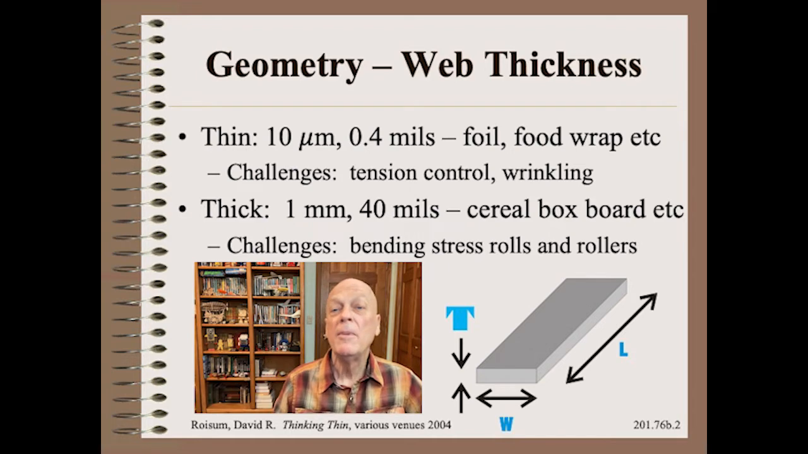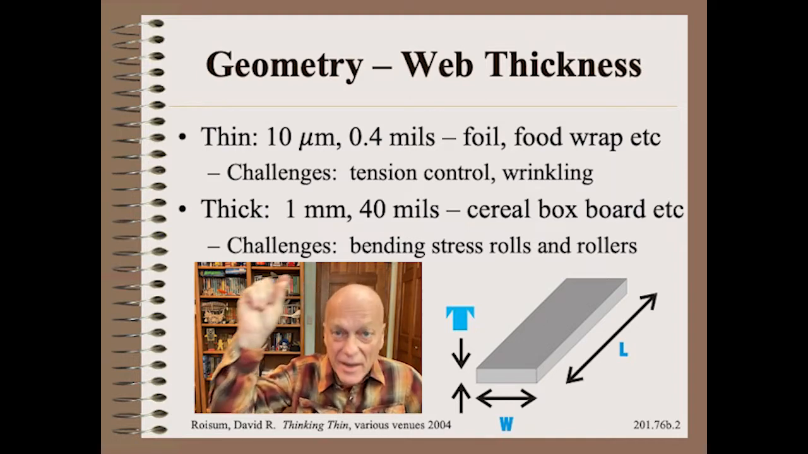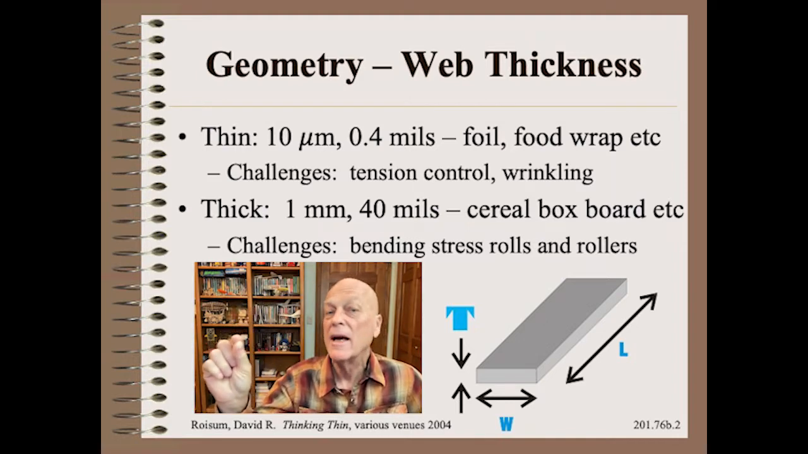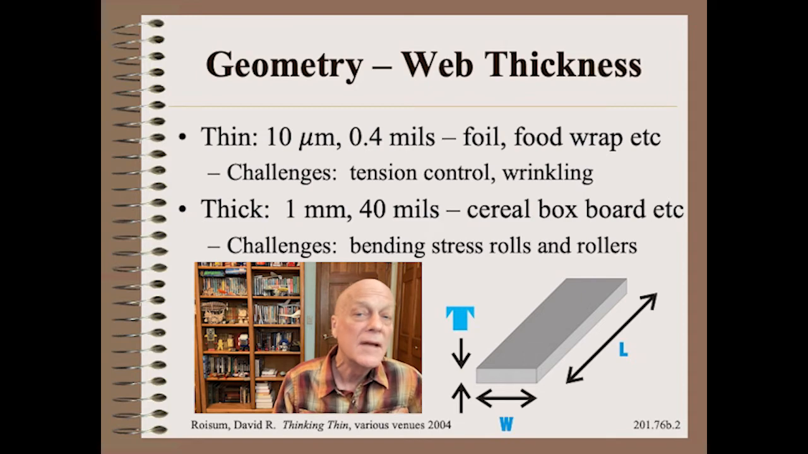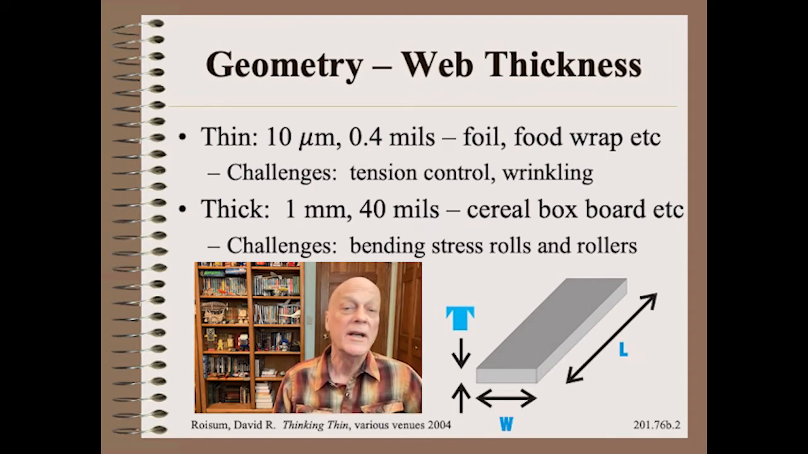Web thickness may be the most familiar property in the web manufacturing and web winding world. An example of a thin material is the food wrap found in your kitchen drawer that could be 10 microns or a half mil thick. This is 1/10 of the thickness of a human hair, as we talked about in last week's show. Challenges for the thin end of the range are many and include tension control and wrinkling. Indeed, 20 years ago, I wrote a paper on just that topic entitled Thinking Thin that advises people what to expect when moving to or running thinner materials.